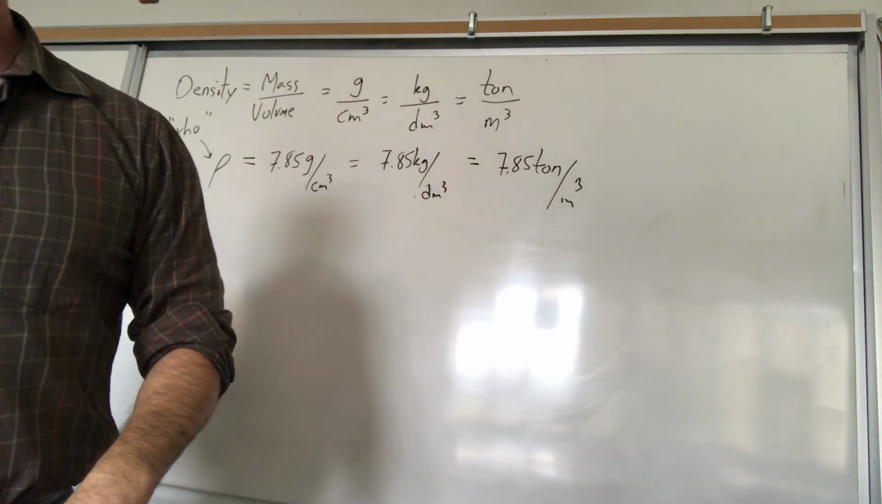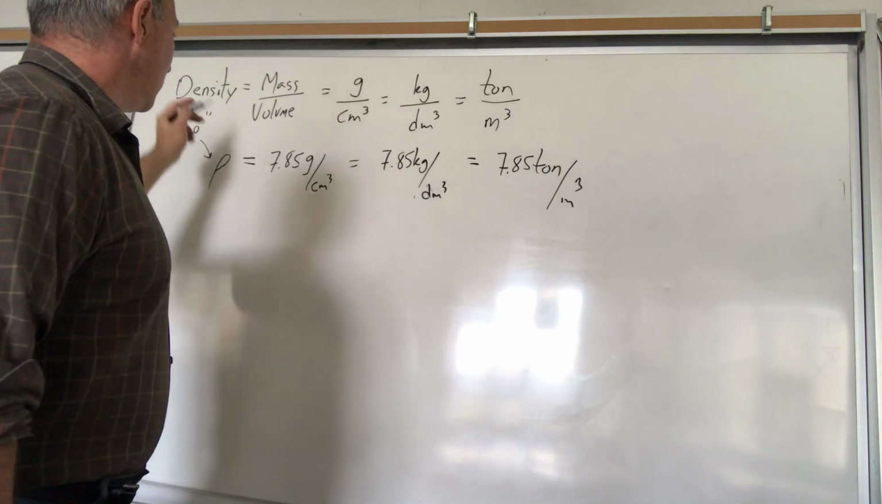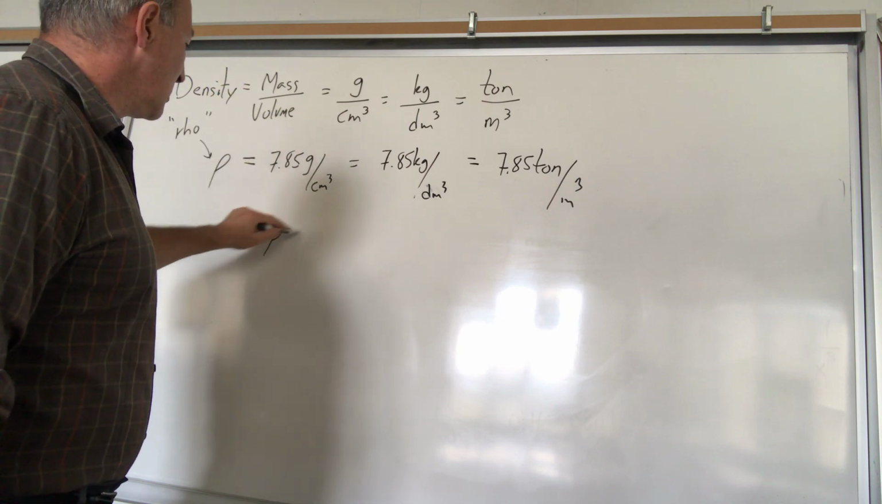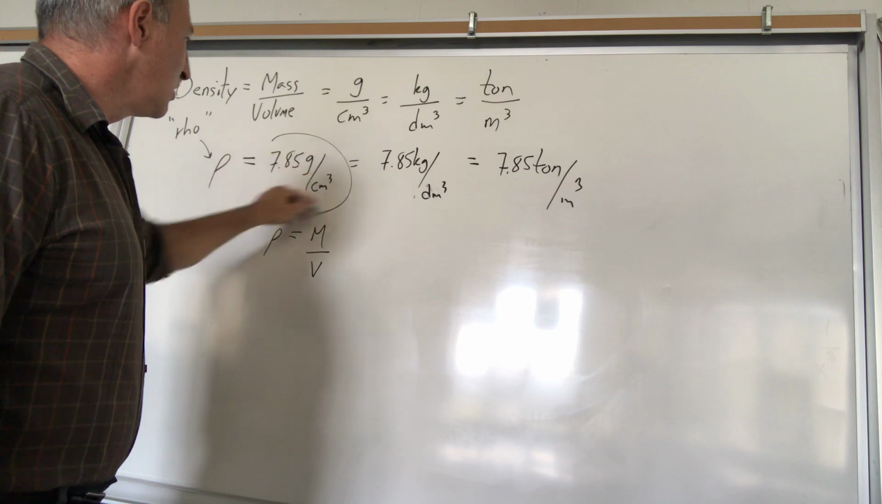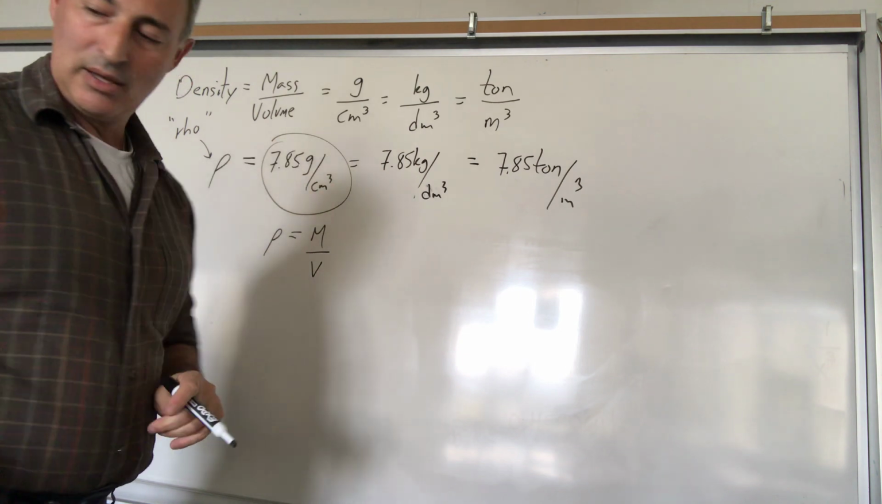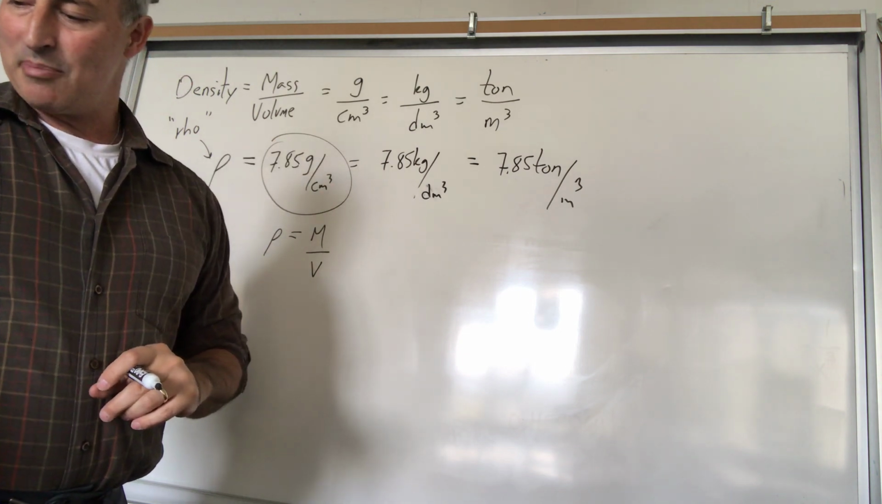So anyway, in density calculations, the formula is rho is equal to mass over volume. Usually we'll use units of grams per centimeter cubed. Let me just give you one example and then we'll wrap it up for today.